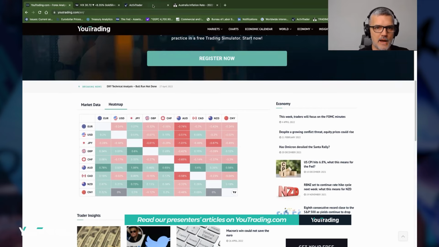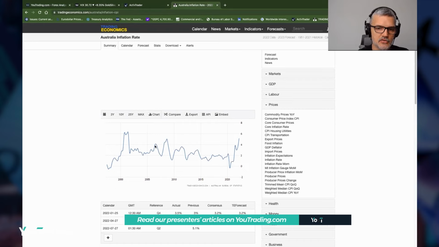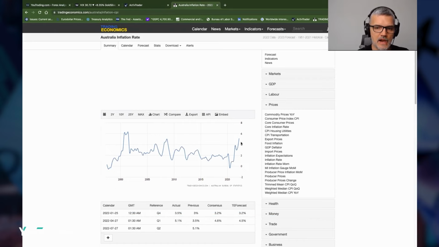If we go to what happened last night, we saw that Australian CPI came at 5.1, which, if you look to the left on this chart, takes us all the way back to the early 2000s, so a good 20 years' worth of inflation data, and it's the highest it's been for a long time.